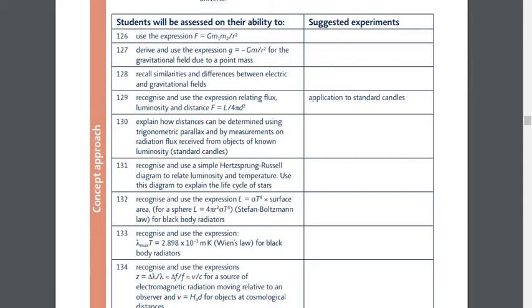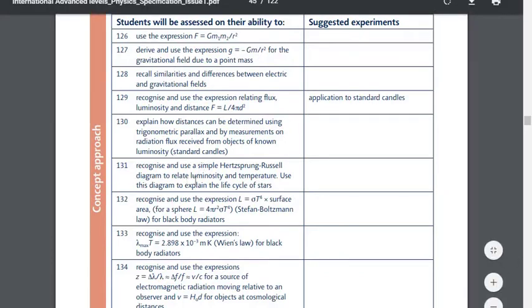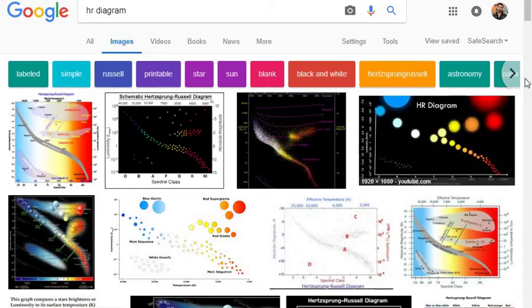আচ্ছা, Hertzsprung-Russell diagram to relate luminosity and temperature. Use this diagram to explain the life cycle of stars. So first of all, Hertzsprung-Russell diagram জিনিসটা কি বুঝতে হবে, and from there we can move on to how we can work with it. So let's first, if we Google it, কি কি আসে দেখো, we get these nice diagrams.